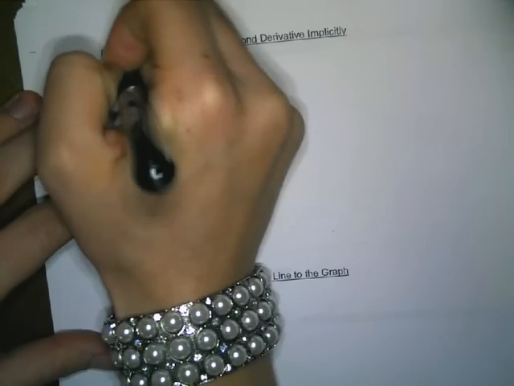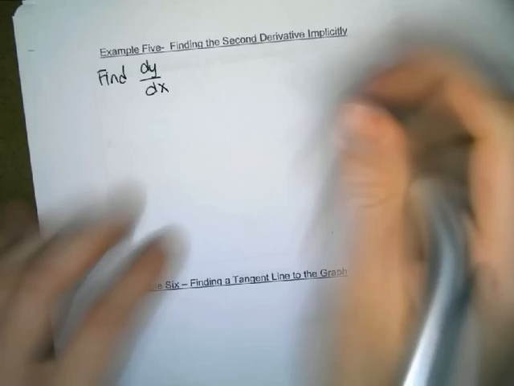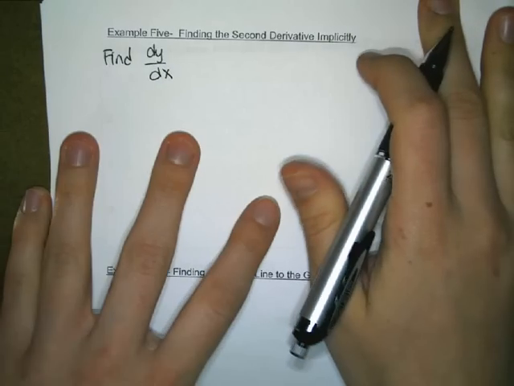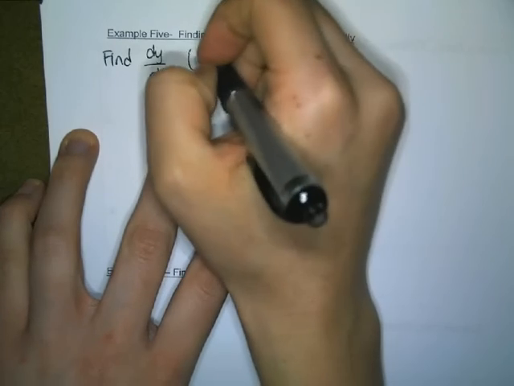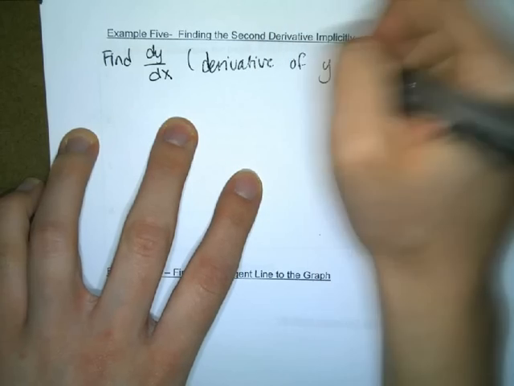Okay, we're going to find the derivative. And keep in mind that dy over dx means the derivative of y with respect to x.